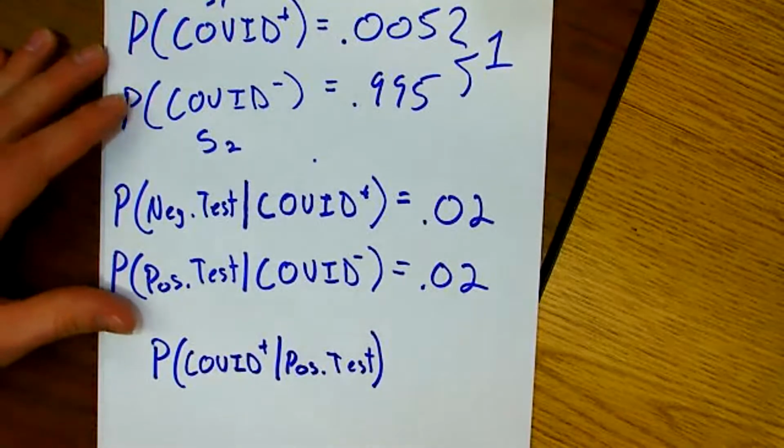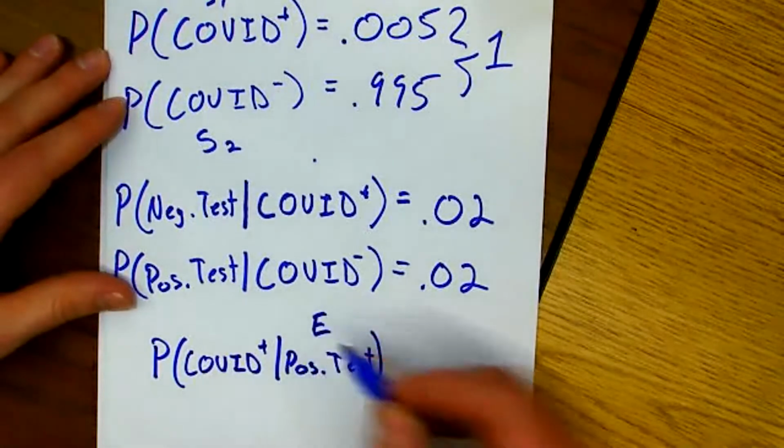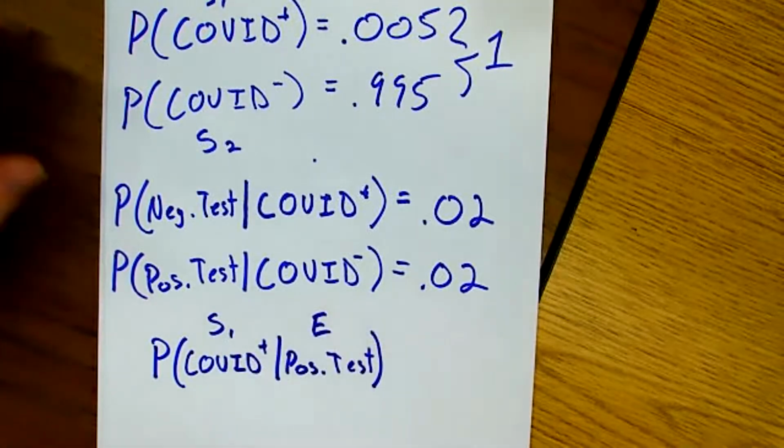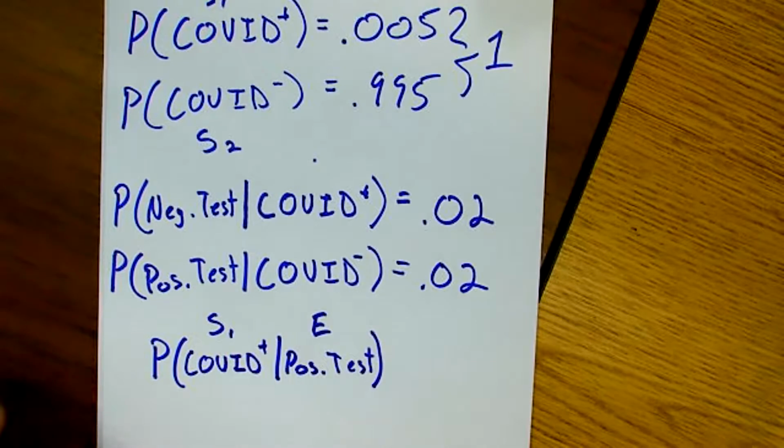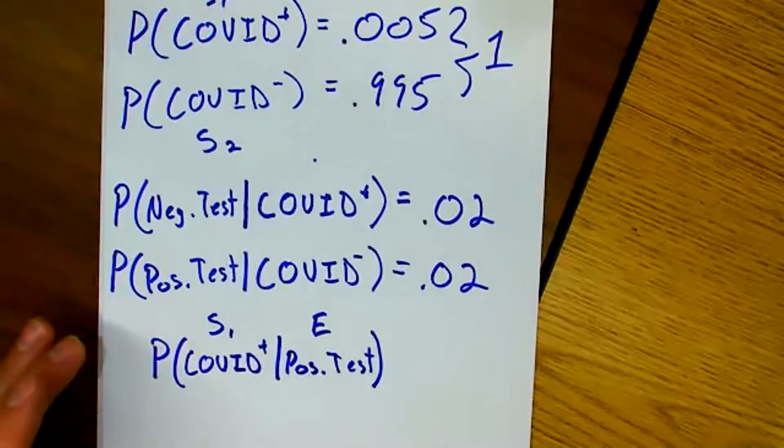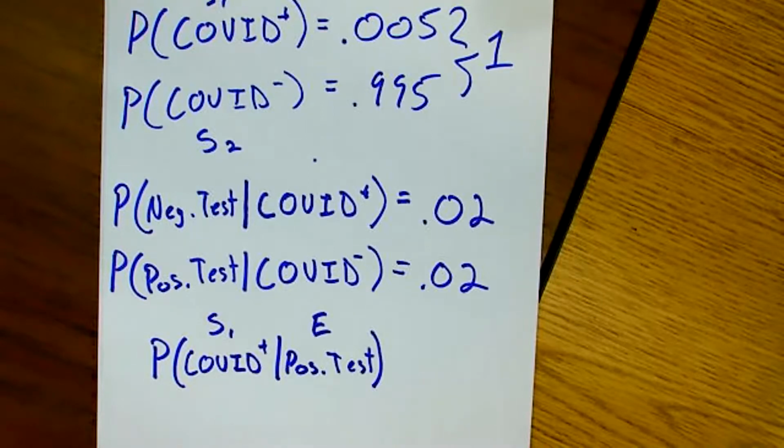It seems like a pretty common-sense question that I might be interested in, right? I go out, I feel fine, maybe I'm asymptomatic, but I get a positive test result. Well, do I actually have COVID? That would probably be a pretty highly searched Google term, right? So what we're going to do is write this out in the context of our example.